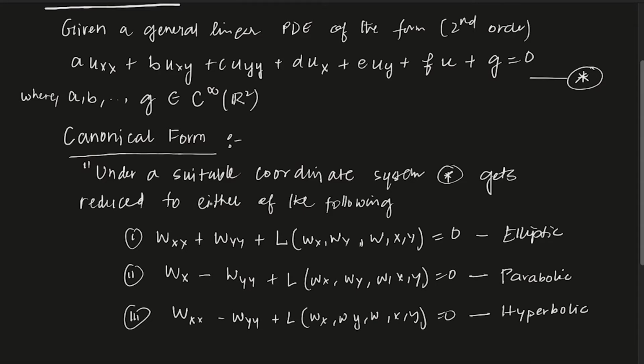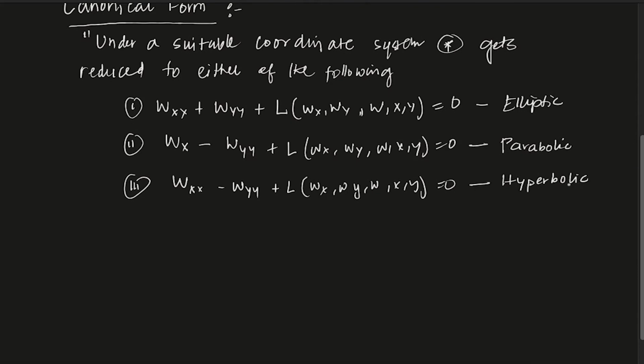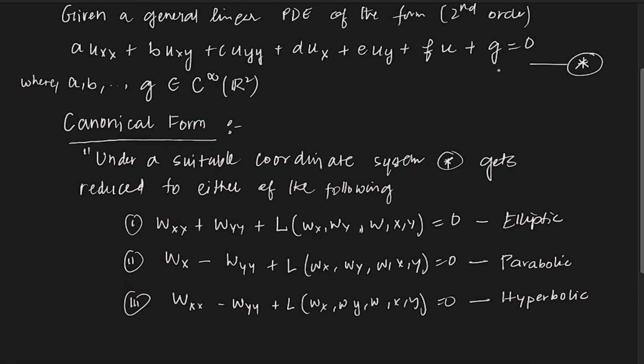Under the new coordinate system, you can change star to one of the following expressions. If star is an elliptic equation to begin with, there is a change of coordinates which will transform it to this, which is much easier to solve. We are only interested in the higher order terms; the lower order terms we can handle. It will look like w_xx plus w_yy. That's the elliptic problem. Again, if the original problem is a parabolic problem, under a change of variable it will look much simpler, like w_xx minus w_yy plus lower order terms.